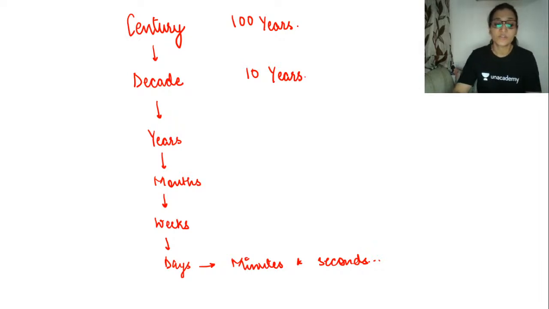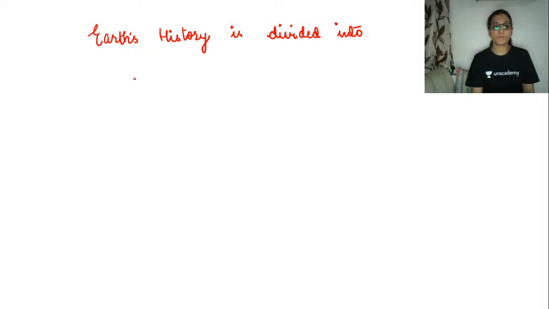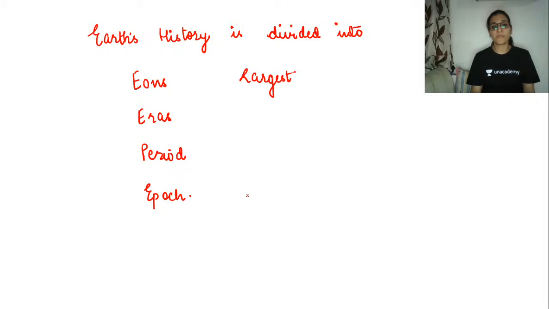When we are talking about the history of Earth, it is not divided this way, because it is the story of 4.5 billion years ago. Earth's history is divided into other kinds of categories: eons, then eras, then periods, and then epochs. Eon is the largest and epoch is the smallest.